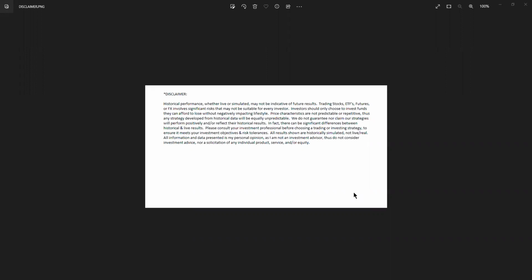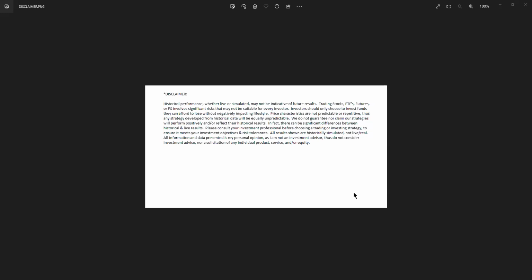Before we get started, read through this disclaimer. Historical performance, whether live or simulated, may not be indicative of future results. Trading stocks, ETFs, futures, or FX can involve significant risk that may not be suitable for every investor. Investors should only choose to invest funds they can afford to lose without negatively affecting lifestyle. Price characteristics are not predictable or repetitive, thus any strategy developed from historical data will be equally unpredictable. We do not guarantee nor claim our strategies will perform positively or reflect their historical results. In fact, there can be significant differences between historical and live results.